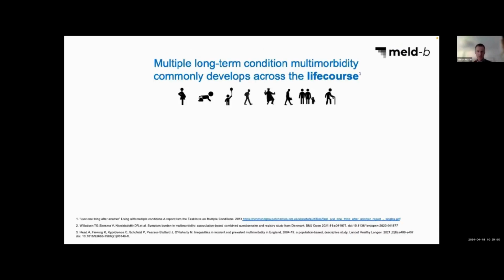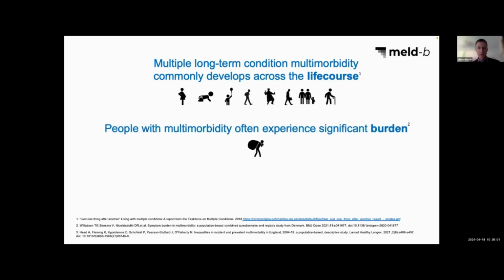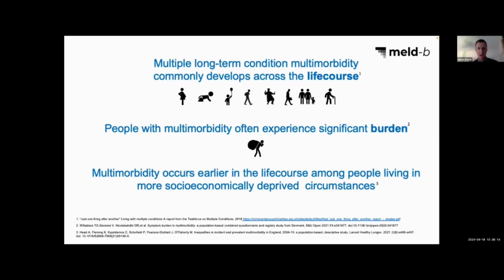So the background to this is we're working on the premise that multiple long-term condition multimorbidity commonly develops across the life course. It rarely occurs just at one time. And also we're interested in the fact that people with multimorbidity often experience significant burden. So the challenge of living with multiple conditions is high. Not only that, we know, and Jane's talk has illustrated this as well, that multimorbidity occurs earlier in the life course among people from more socioeconomically deprived circumstances, but also some ethnicity groups as well.